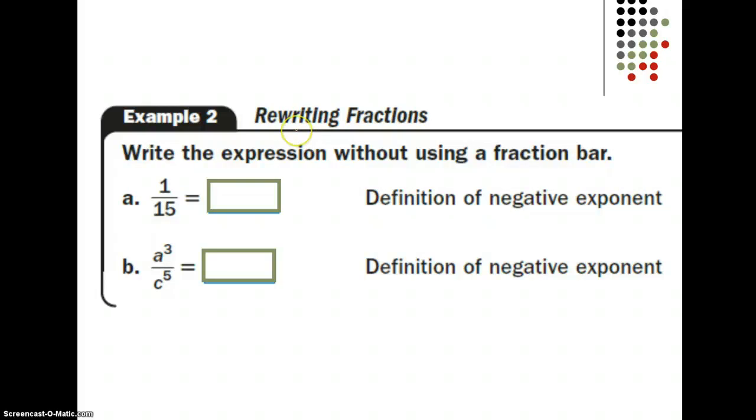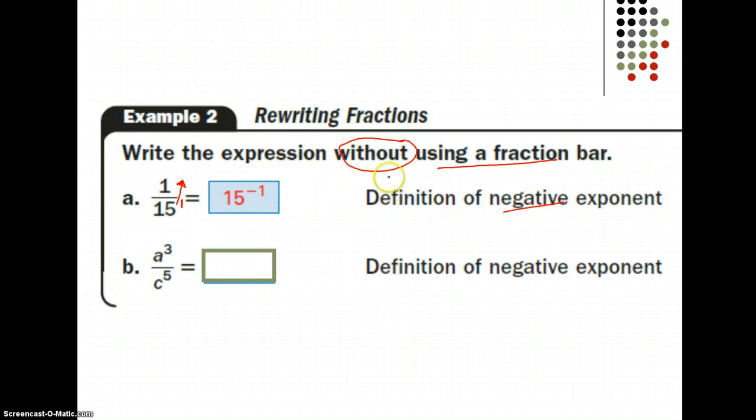Rewriting fractions for example 2. Write the expression without using a fraction bar. What that means is now I want my answer to have a negative exponent. So 1 over 15, what I need to do is bring up this 15 to the numerator. When I do, I'm going to have a negative exponent. Well, what's the exponent right now with 15? It's an invisible 1. So what you have is 15 to the negative first power.